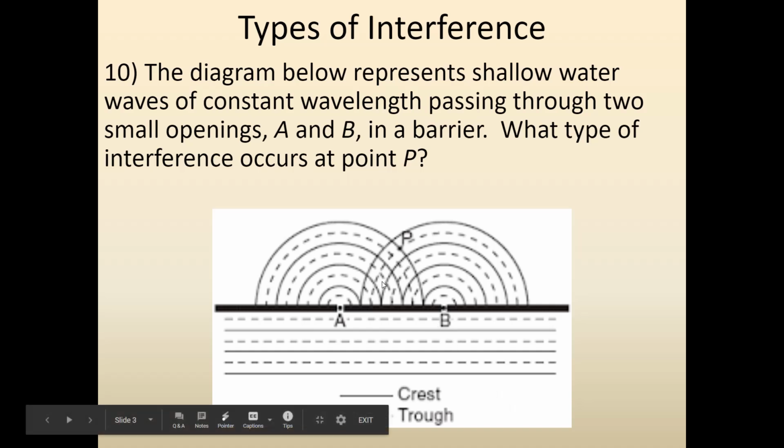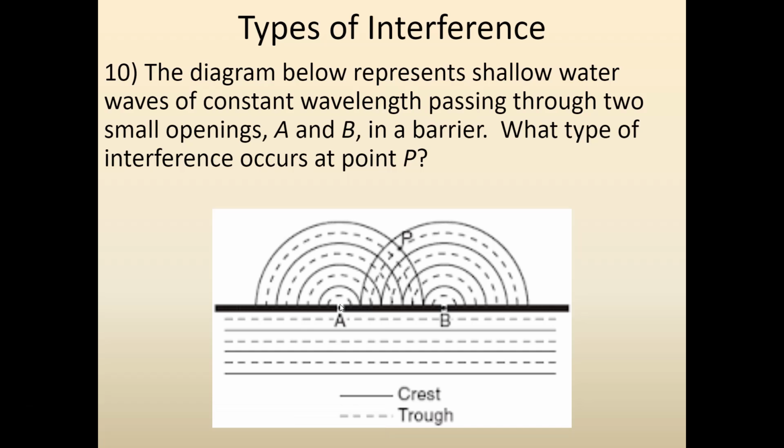All right, so this is a top-down view of water waves. They have a bunch of crests, which are represented by these solid lines, and a bunch of troughs represented by the dotted lines. And they want to know what is occurring at point P. Well, wave A, by the time it gets to point P, is going to have a crest. Wave B, by the time it gets to point P, is going to have a trough. A crest and a trough, those are two opposite types of waves, so these are out of phase. So the type of interference would be destructive interference.